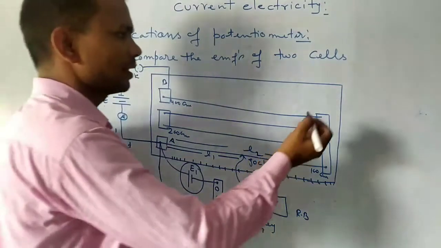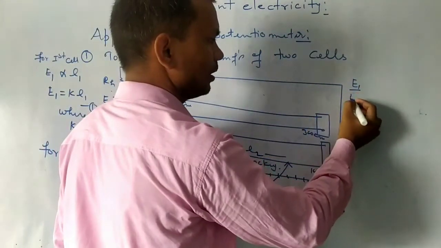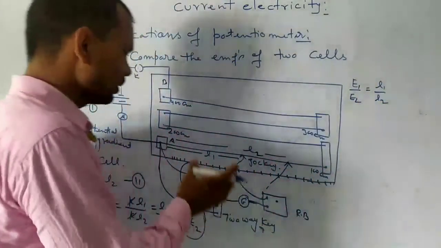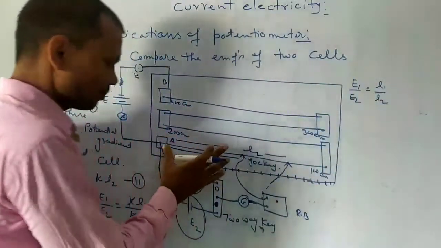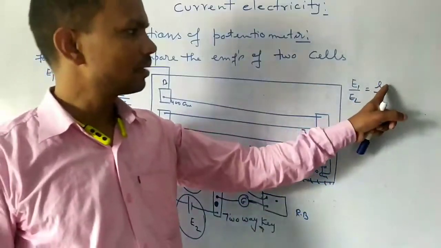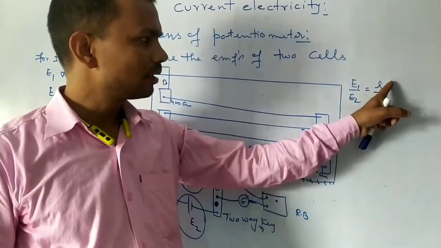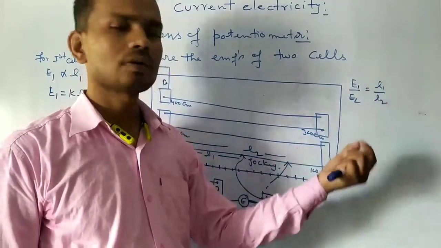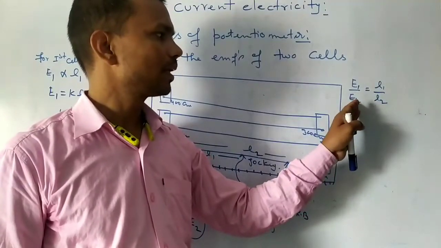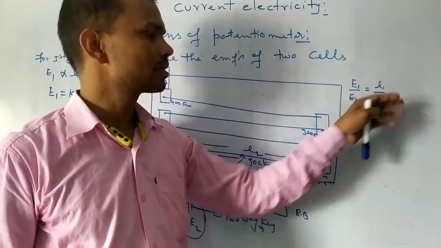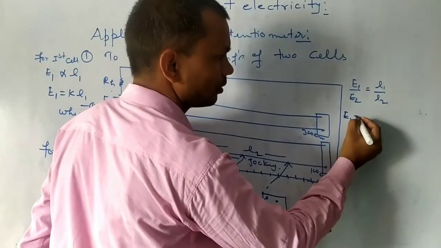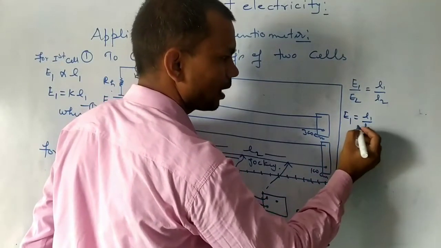So we get E1 upon E2 equal to L1 upon L2. Both lengths we know from this. When we put both lengths in, we get one constant number. So we can write E1 equal to L1 upon L2 times E2.